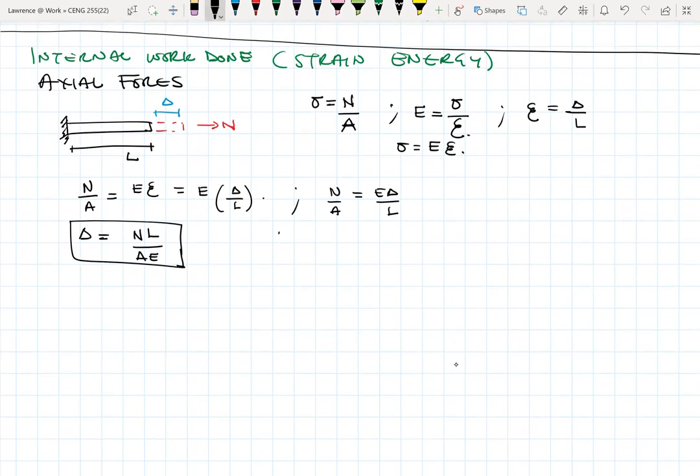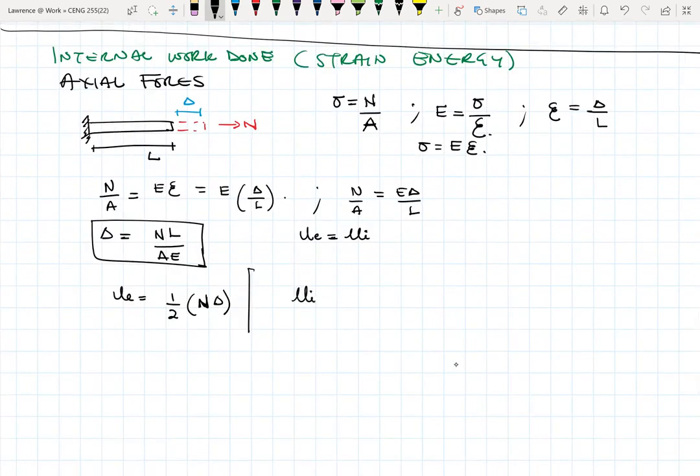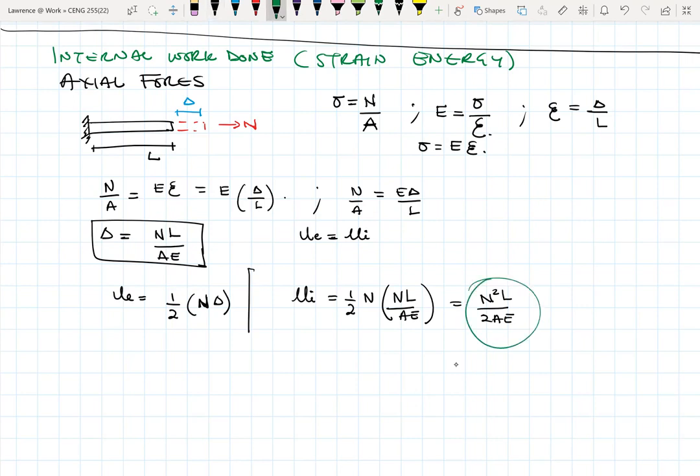We know that the external work done should be equal to the internal work done. Okay, so in this case, our external work done, U sub E, is equal to half N delta. So wherever I see delta, I can put NL over AE. So my internal work done, U sub I, will be equal to half N into brackets NL over AE. So this will give me N squared L over 2AE. N is the same as P in the previous computations. So then this becomes the strain energy in the bar.